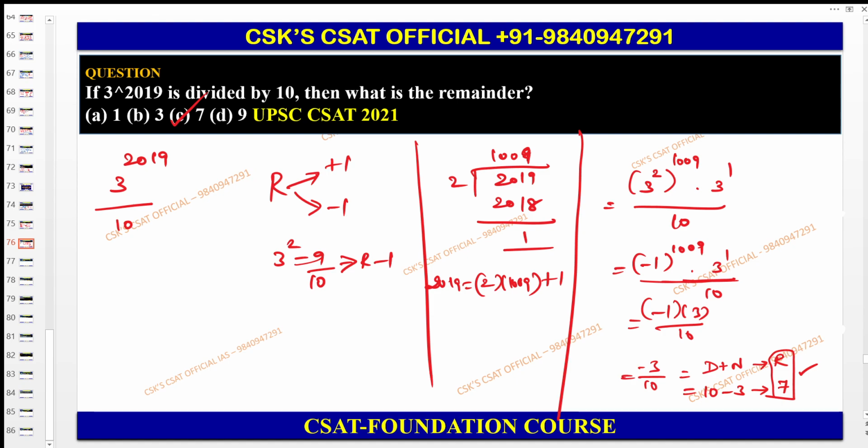Listen, this question can also be solved using the positive remainder concept. The positive remainder means 3 power 4, which is equal to 81. When 81 is divided by 10, you are getting plus 1. Those two methods we have also discussed in your foundation, and we discussed this question there too. Now, shall I move on to the next one? Yes, sir. Okay.